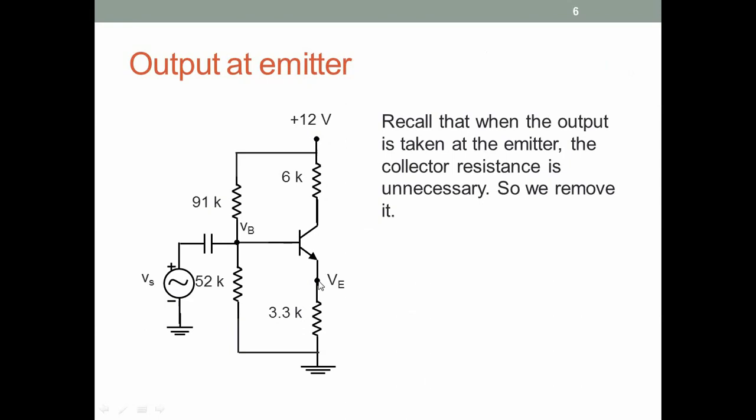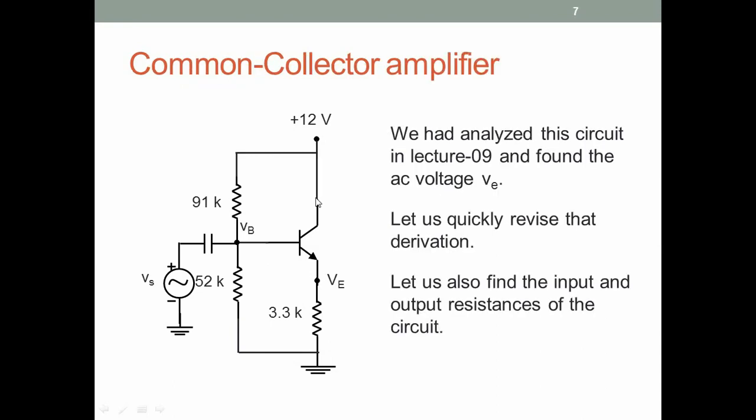Now again, if you recall, we had said that if we are taking the output at the emitter, then the collector resistance has no value, no purpose. So if you're going to apply the input at the base and take the output at the emitter, then the collector resistance is irrelevant. So we'll remove it. The circuit we really want to study is this circuit without the collector resistance at all.